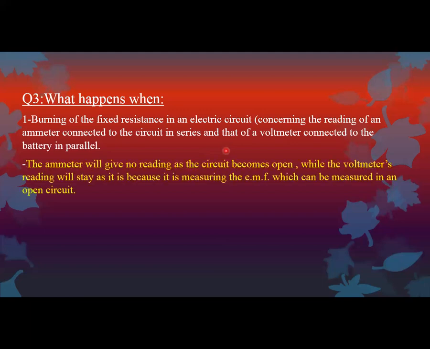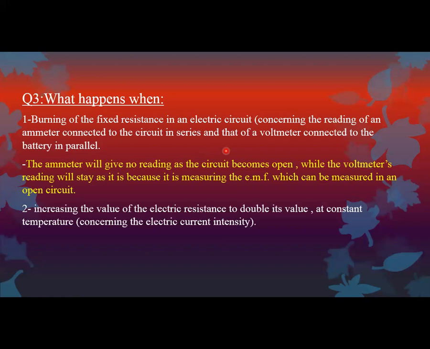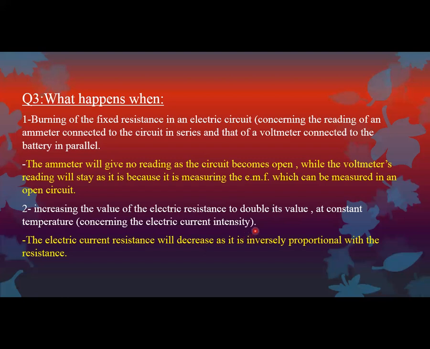Okay? Number 2, increasing the value of electric resistance to double its value at constant temperature, concerning the electric current intensity. Of course, electric current intensity is inversely proportional to electric resistance. So when the resistance is increased to double, the current will decrease to half.